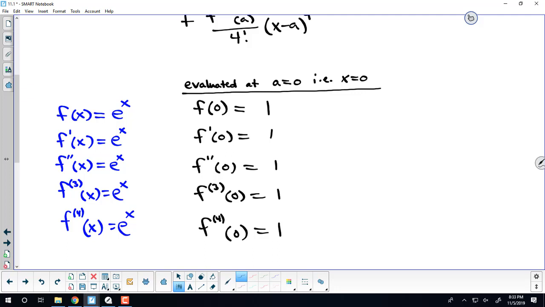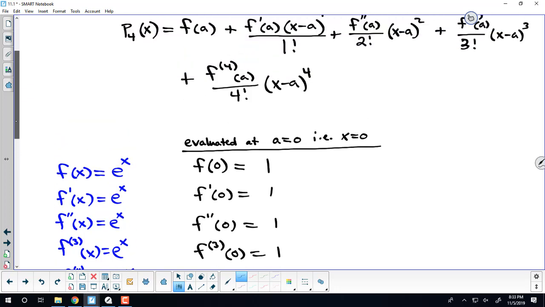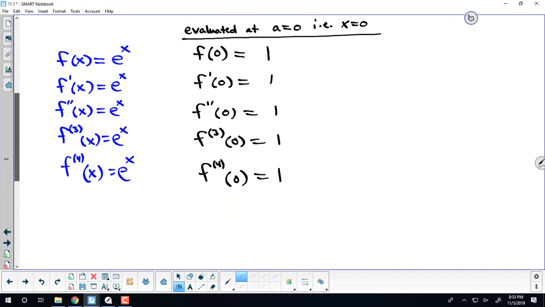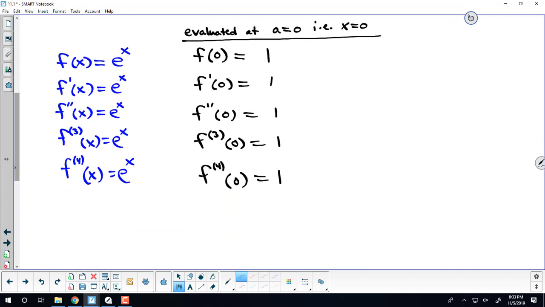So what we have there are the numerators of our coefficients. And then for each one of these, the function, derivative, second derivative, third derivative, fourth derivative, those coefficients are always over the corresponding factorials. So the coefficient here is just 1. The coefficient here is 1 over 1 factorial. The coefficient is 1 over 2 factorial. This one's 1 over 3 factorial, and this is 1 over 4 factorial.